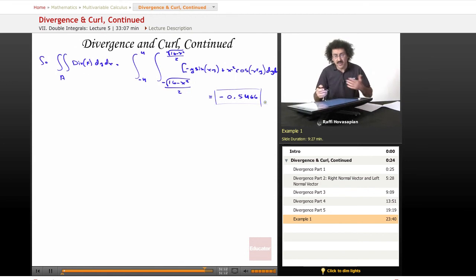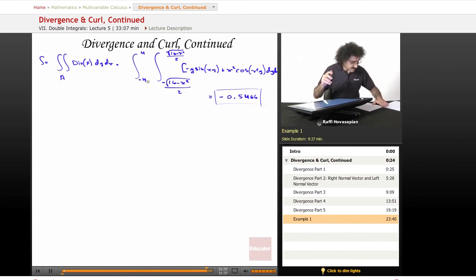So this confirms that the flux integral is equal to the divergence integral. It confirms that this particular vector field has a negative divergence. It's contracting. There's a net flow. Remember, we're integrating. At different points inside there, you might have a positive divergence, but when you add up everything, the net flow is into the region.